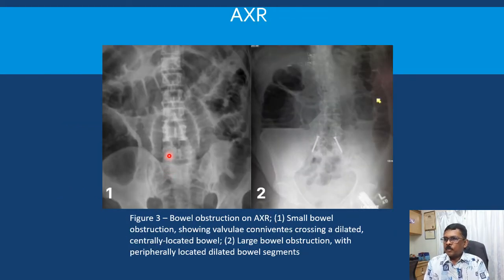Okay, these are the two diagrams I would like to show you. This is a small bowel obstruction. Okay, this is small bowel. This is the valvulae conniventes I was telling you about, which crosses throughout the transverse length of the small bowel. And this distended bowel is located in the center of the abdominal cavity.